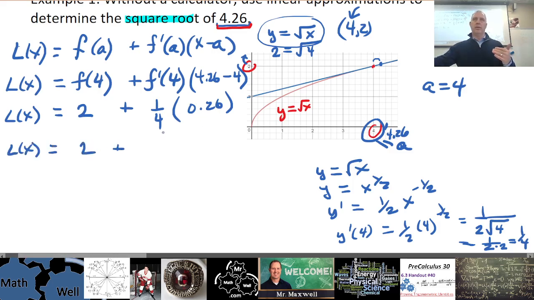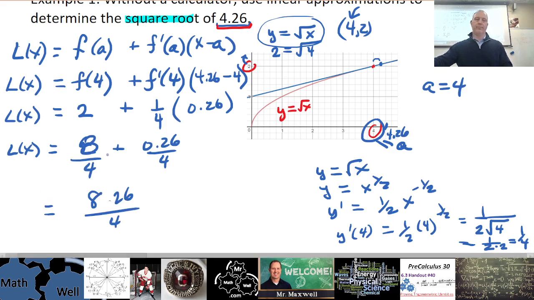0.26 over 4. You could write this as a fraction if you're not given a calculator at all, let's say, right? So this is 0.26 over 4. This 2 is actually 8 over 4. So we have 8.26 over 4, or 1/4 times 8.26. If you didn't have a calculator, you could actually leave it like this. On the AP exam, you can leave your answer like this.